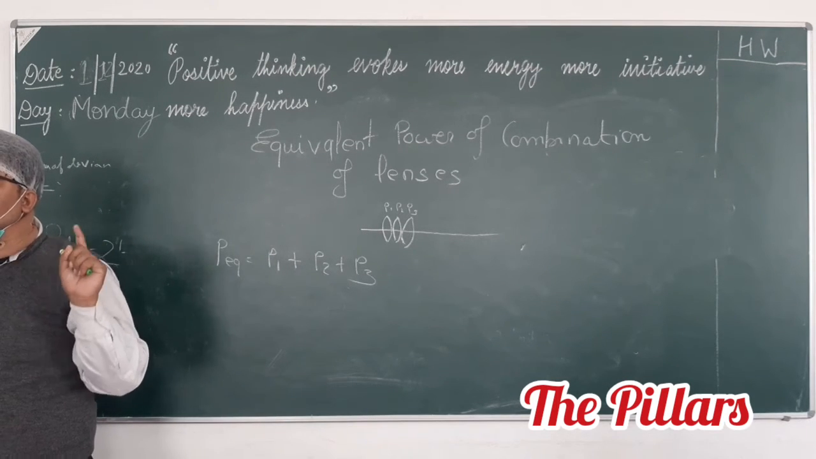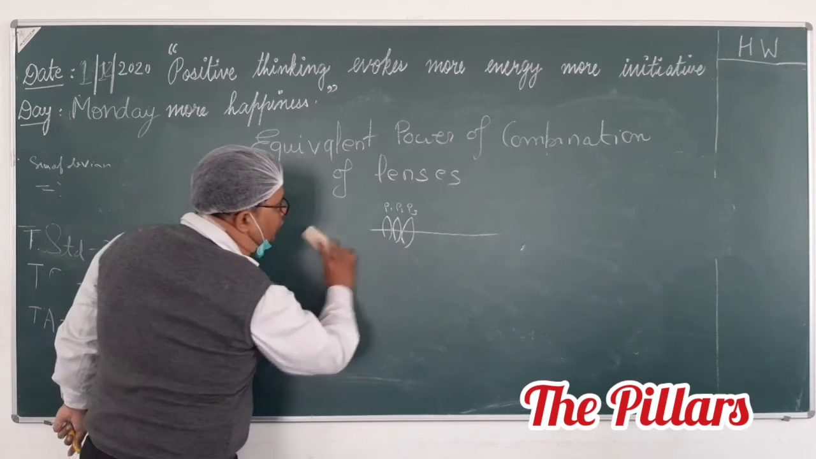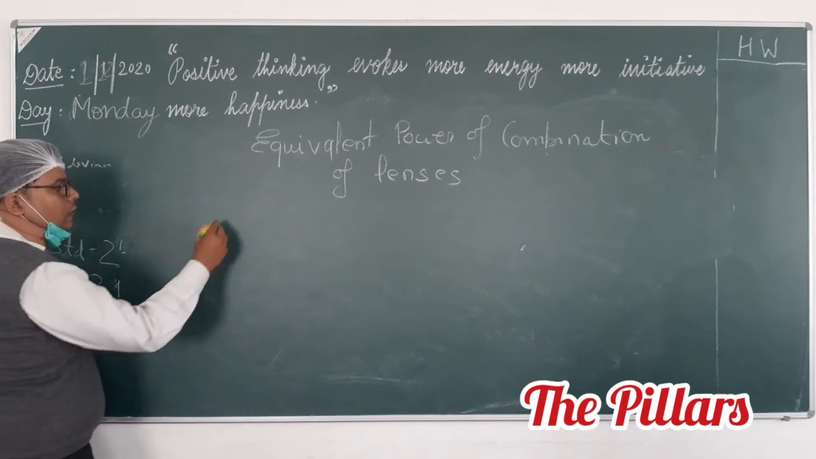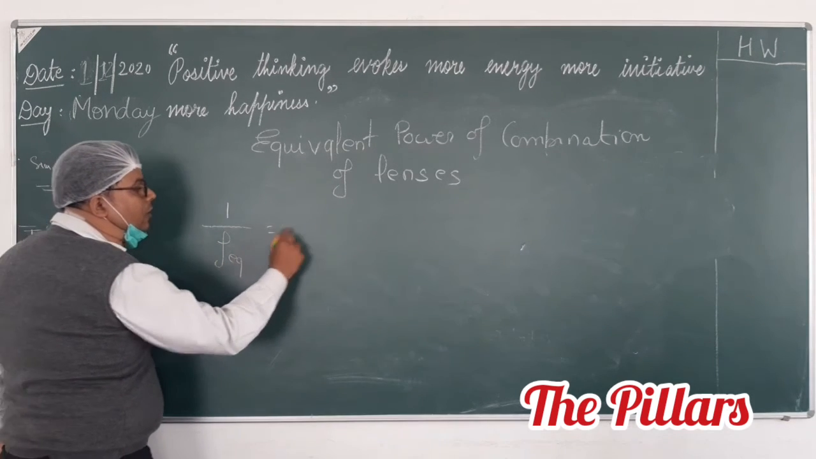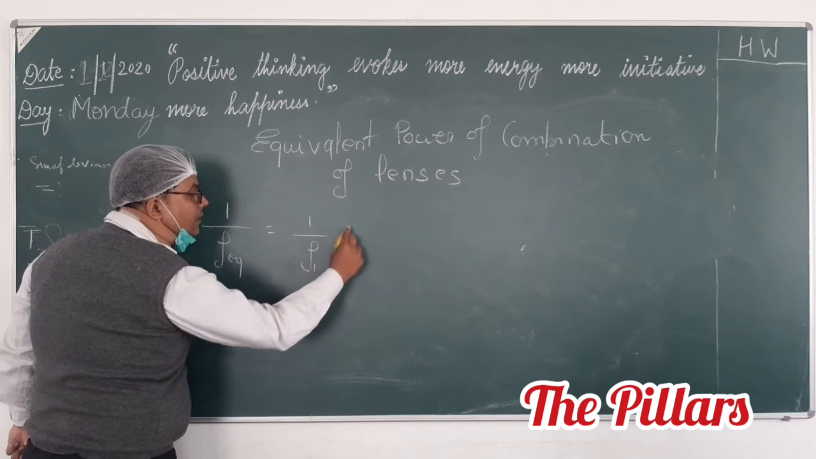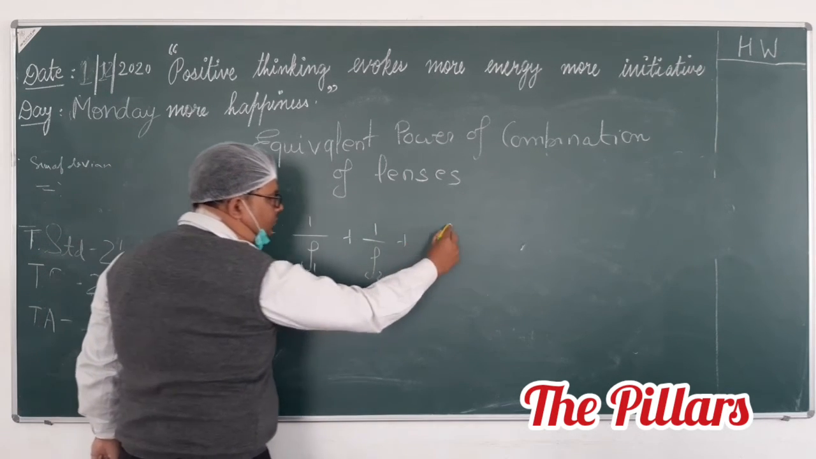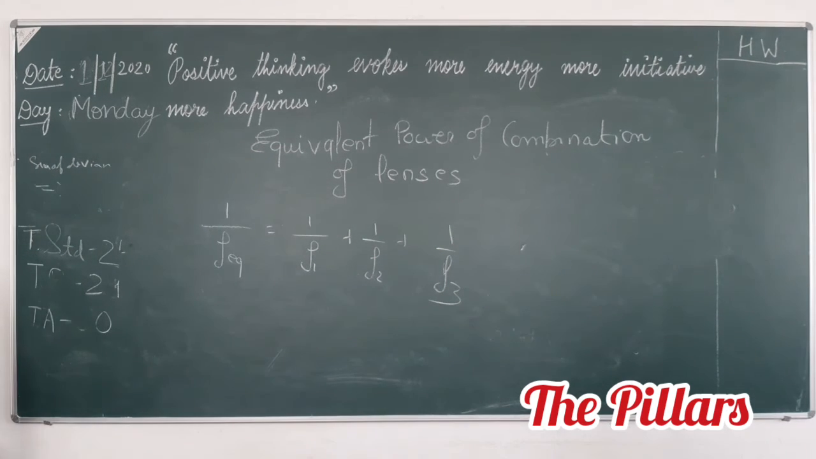Now you can also do it like this with equivalent focal length also. 1 upon f equivalent will be equal to 1 upon f1 plus 1 upon f2 plus 1 upon f3. Got it?